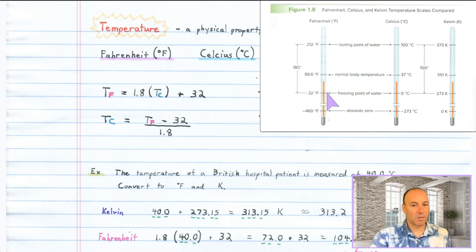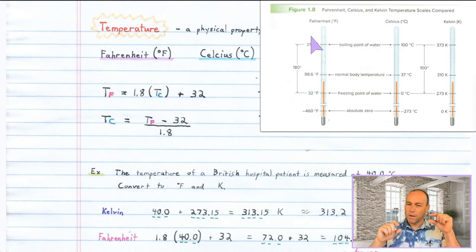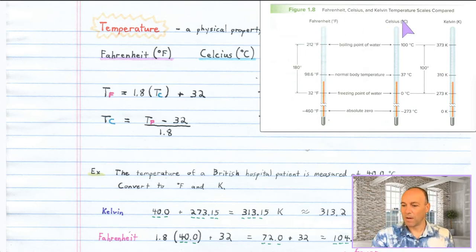But how many Fahrenheit degrees are there? Between 32 Fahrenheit, which is the freezing temperature in Fahrenheit, and 212, which is the boiling temperature, there are 180 Fahrenheit degrees. So a Fahrenheit degree is actually smaller than a Celsius degree. A Celsius degree is a little bit larger because it only takes 100 of them to go between freezing and boiling, whereas it takes 180 Fahrenheit degrees. So that's one of the main differences between Fahrenheit and Celsius.